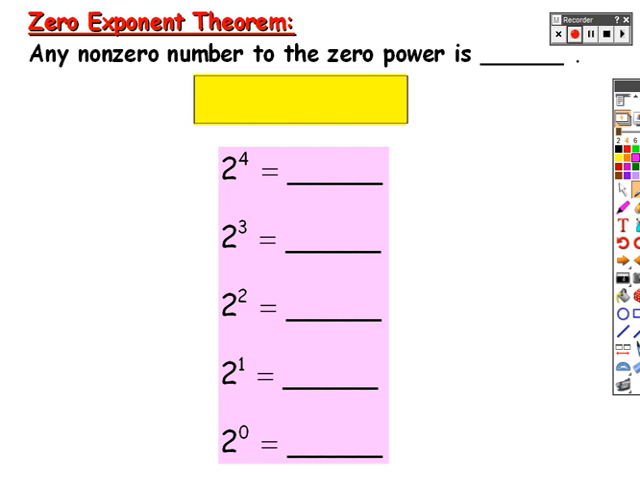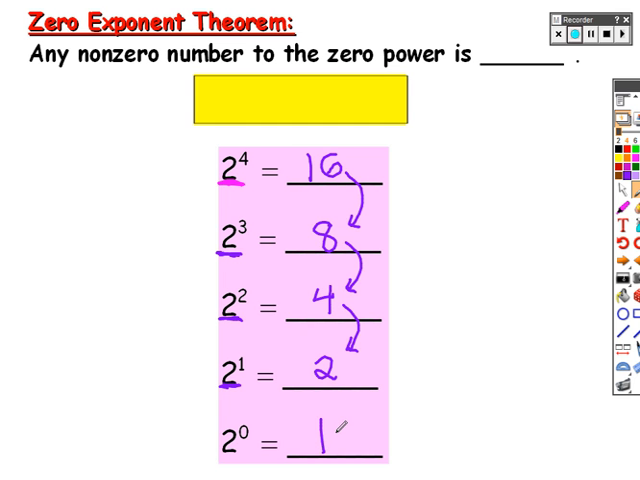Another property: any non-zero number to the 0 power is, let's take a look at this. 2 times 2 times 2 times 2, that's actually 16. 2 cubed, 2 times 2 times 2, would give you 8. 2 squared, 2 times 2, is 4. 2 to the 1st power is just 2. And if you follow the pattern here, it looks like we're dividing by 2. Guesses as to what the answer should be for 2 to the 0 power? That should actually come out to be 1.